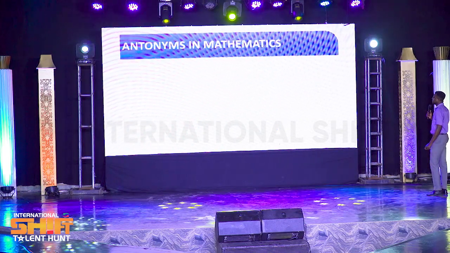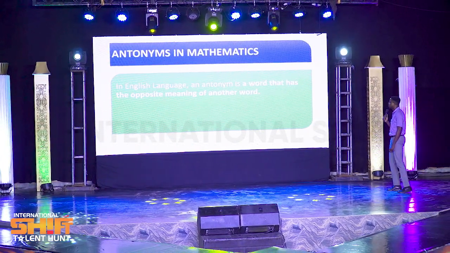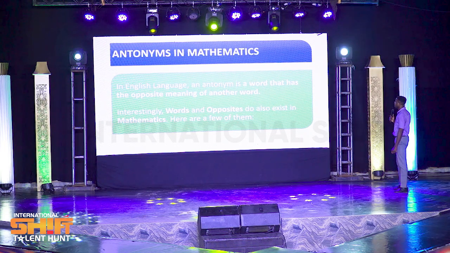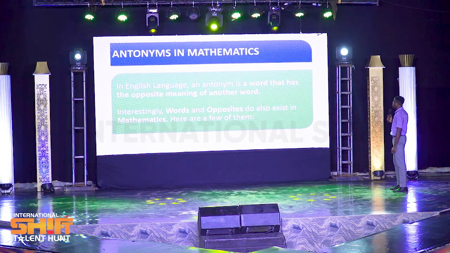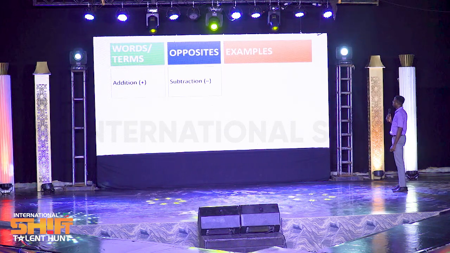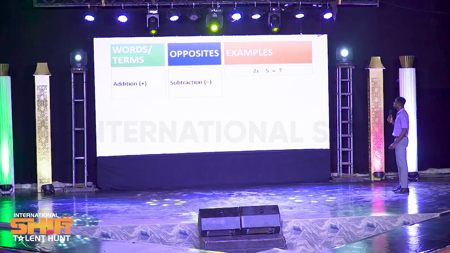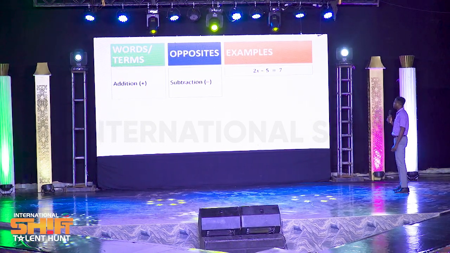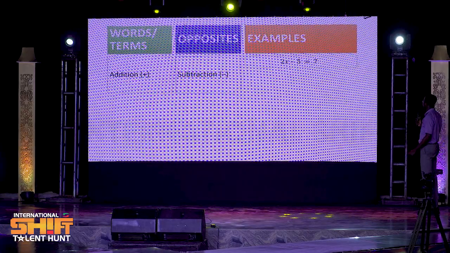Antonyms in mathematics. In English language, an antonym is a word that has the opposite meaning of another word. Interestingly, words and opposite do also exist in mathematics. Here are a few of them. Addition. The opposite of addition is subtraction. Here is an example. 2x minus 5 equals 7. To solve this, we have to eliminate minus 5 by introducing the opposite of minus 5, which is plus 5, to both sides of the equation.